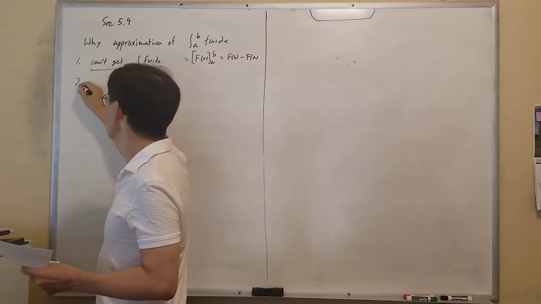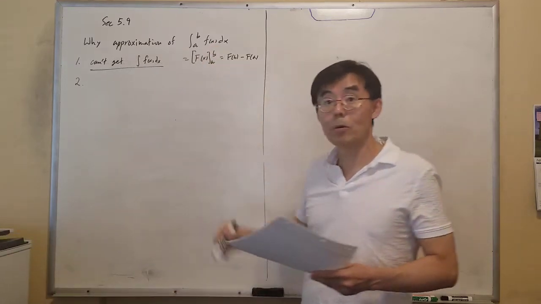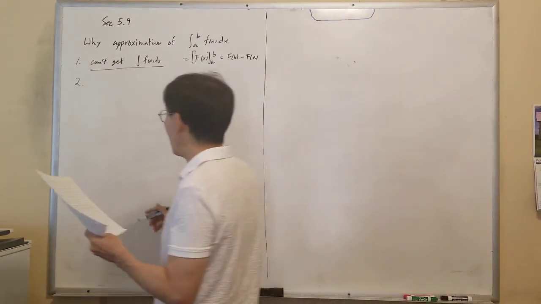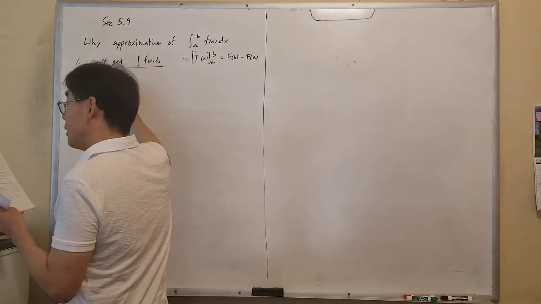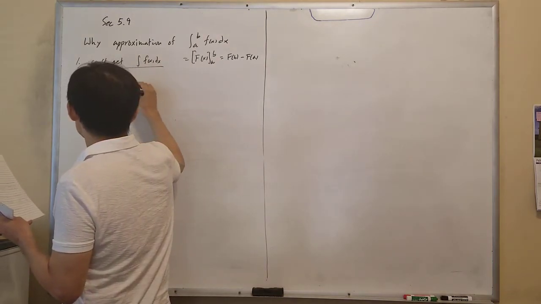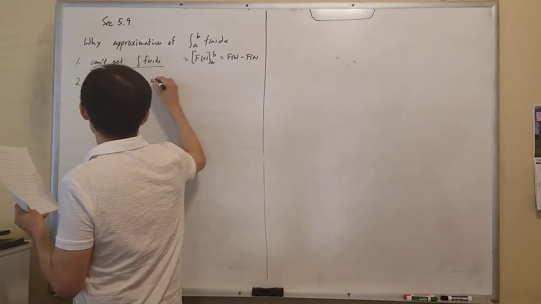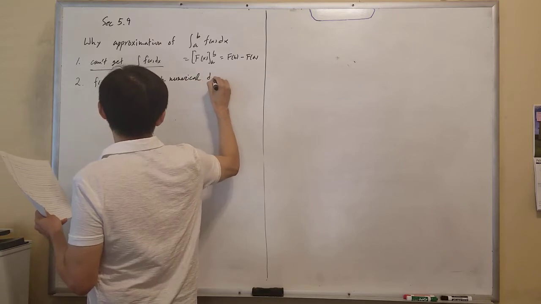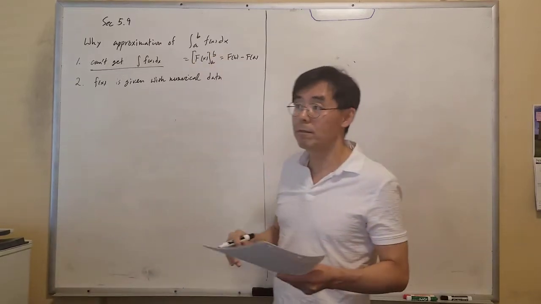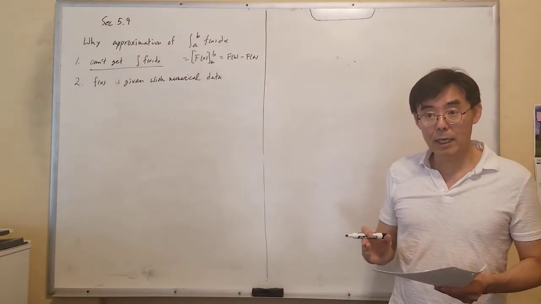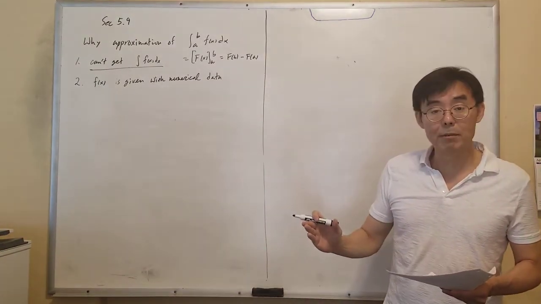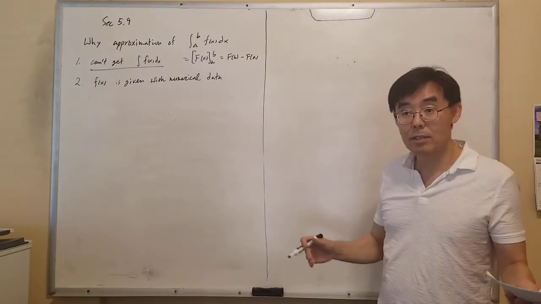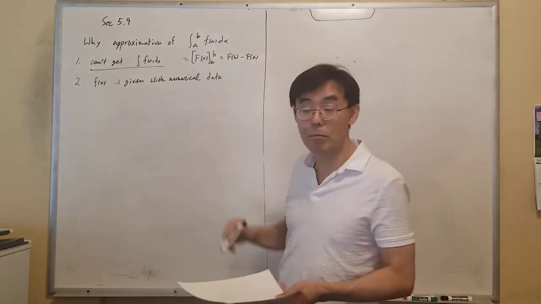Secondly, your lowercase f of x was not even given as an explicit formula. Or f of x is given numerically. So f of x itself is an approximate value and not given for all real numbers x, but only some discrete values of x. For these cases, we have to use approximation.